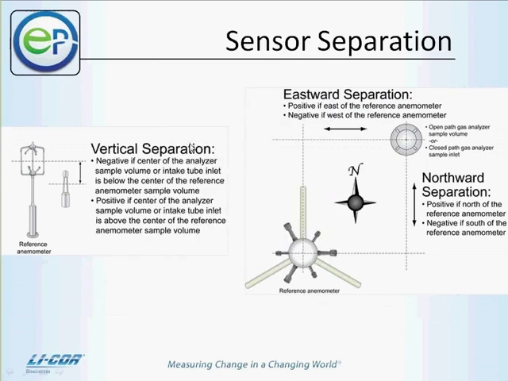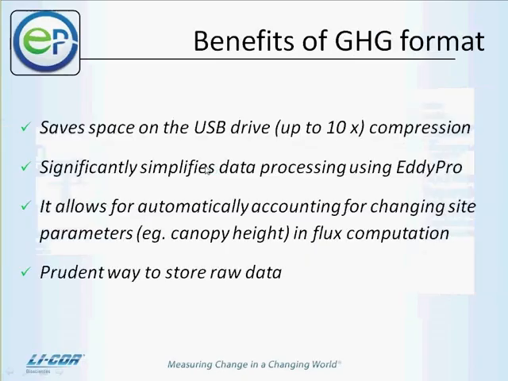Let me just highlight some of the benefits you get from a GHG file format. The GHG file format allows you to store several weeks of data on a single 4 GB USB drive that we send with the new analyzer packages. You can achieve up to a 10x compression. As Gerardo showed us, it significantly simplifies data processing using EddyPro.